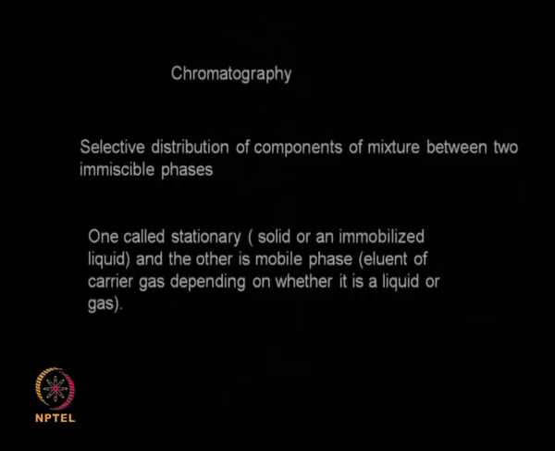So you have a solid phase, or it is called an immobilized phase, or it is called a stationary phase. Then we have a liquid phase or a mobile phase, the eluent, and the carrier gas or a fluid, both can be there. So if it is a gas, then we call it gas chromatography. If it is a liquid, we call it liquid chromatography.